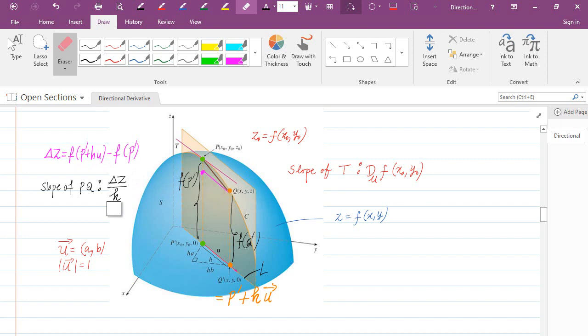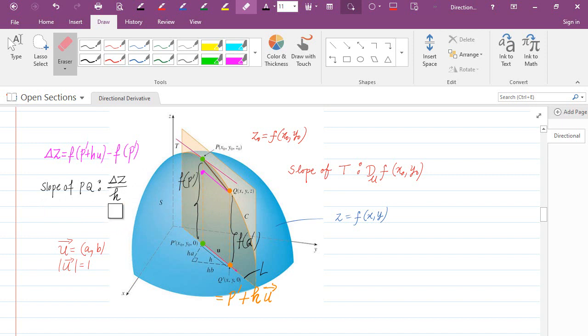And then we divide that by the amount of change in the input in the direction of u. So here we are changing the input from P prime to Q prime. So h is the amount of change in the input here. So if we divide the change in height by the change in the direction of u, that's going to be the slope of the line PQ.